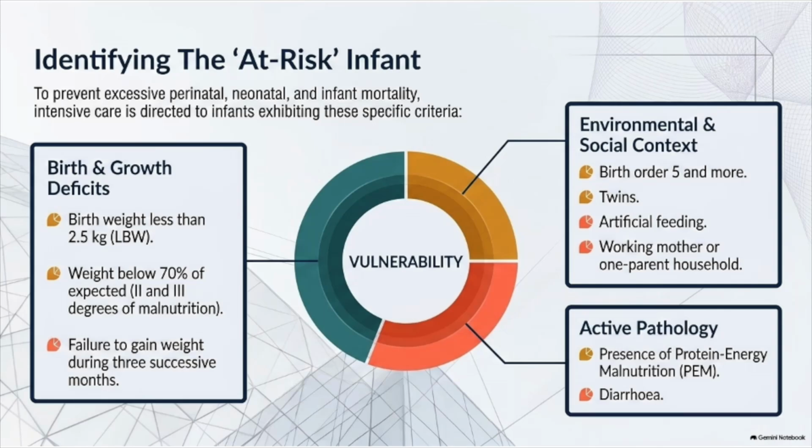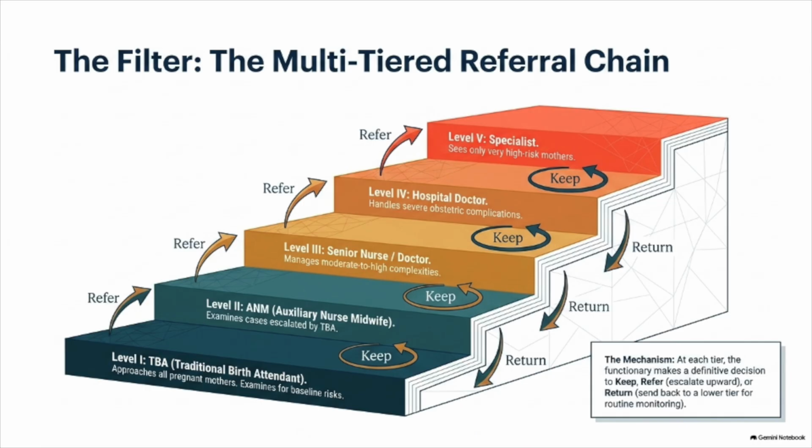Environmental and social context factors include birth order 5 and above, being a twin, artificial feeding, and having a working mother or a one parent household. An active pathology includes the presence of protein energy malnutrition and diarrhea. The filter that manages all of this risk is the multi tiered referral chain.